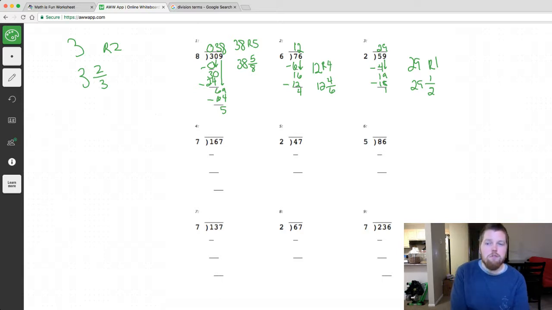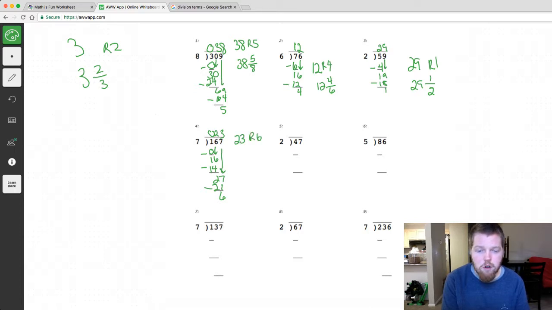Can 7 go into 100, sorry, 100, it can. Can 7 go into 1 though? No. 7 times 0 is 0. Do our subtraction. We get 1. Bring the next place value down. 7 into 16 2 times. It's 14. Subtract. Bring down the next place value. 7 times 3 is 21. 6. So the answer would be 23 remainder 6, or 23 and 6 over 7.